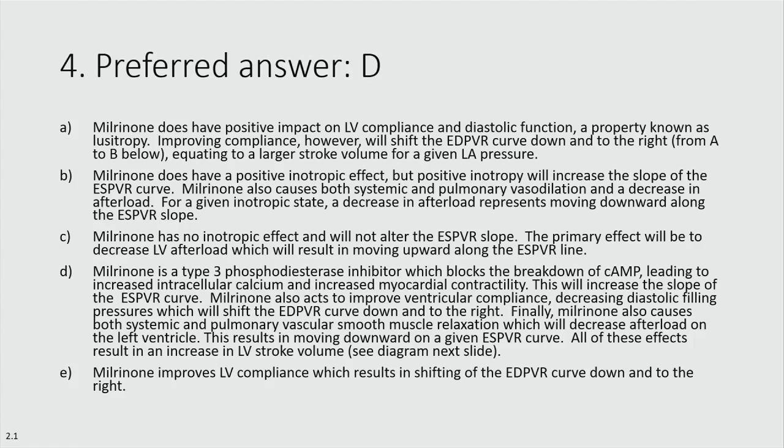Milrinone also acts to improve ventricular compliance, decreasing diastolic filling pressures, which will shift the diastolic pressure-volume relationship curve down and to the right. Finally, milrinone also causes both systemic and pulmonary vascular smooth muscle relaxation, which will decrease afterload of the left ventricle. So I think there's a difference between thinking of inotropes like catecholamines and thinking of milrinone. Milrinone has a specific effect on both contractility and the systolic and diastolic pressure-volume relationship, like the curves show.